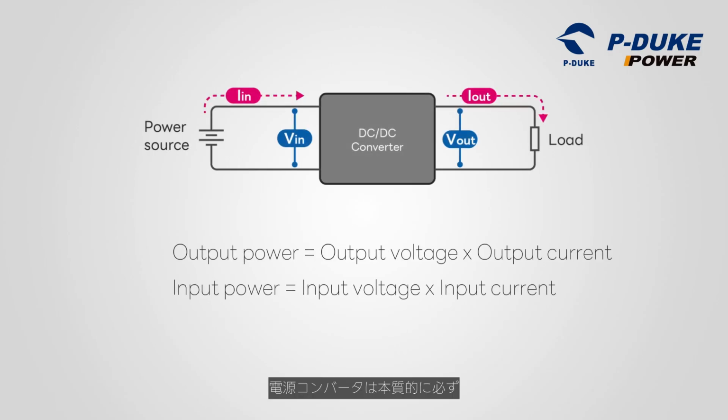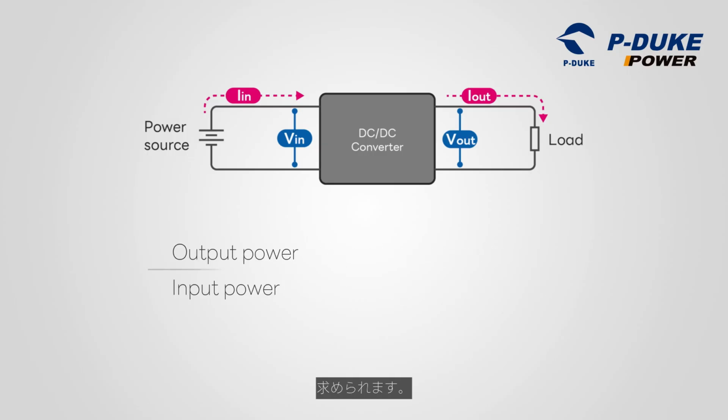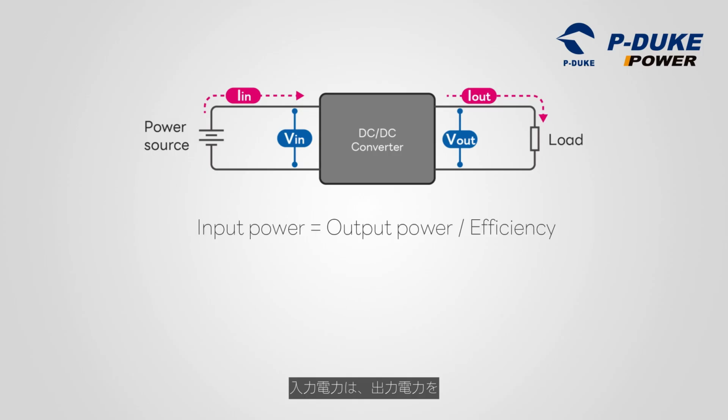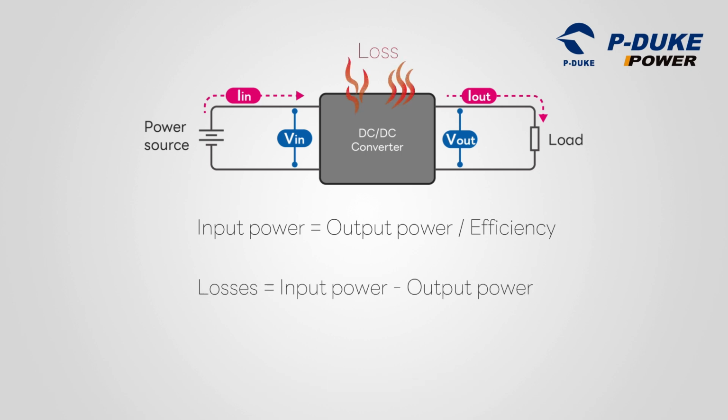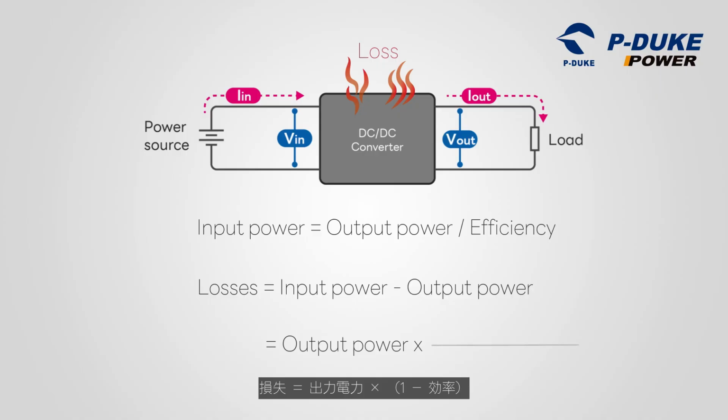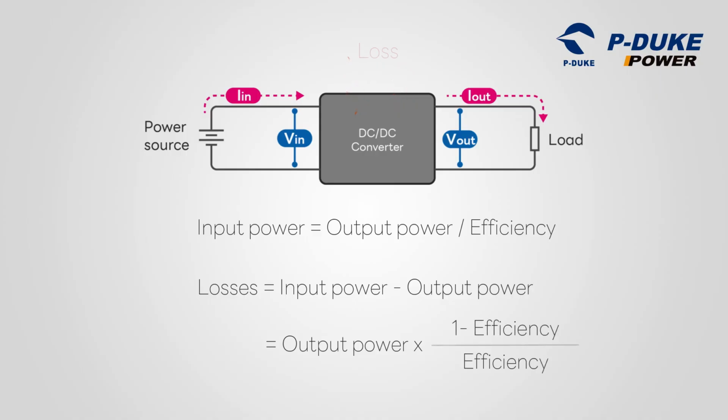Power converters inherently generate some losses, and their efficiency is determined using a specific formula. Efficiency is calculated as the ratio of output power to input power, typically expressed as a percentage. Input power equals output power divided by efficiency. In a converter, input power minus output power represents the losses. To calculate losses, use the formula: losses equal output power multiplied by 1 minus efficiency, divided by efficiency.